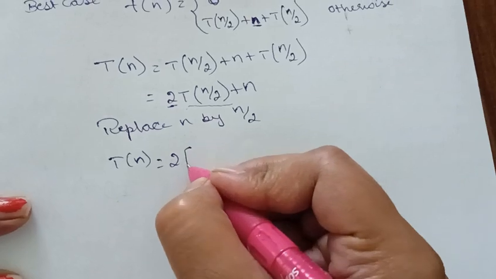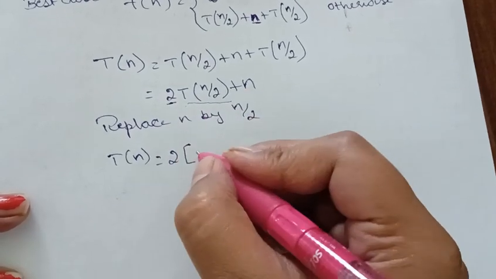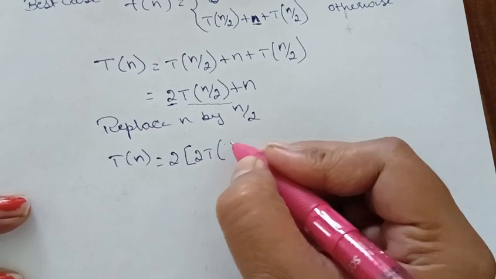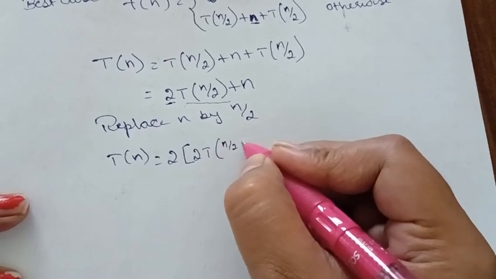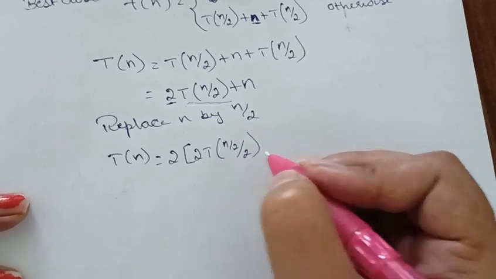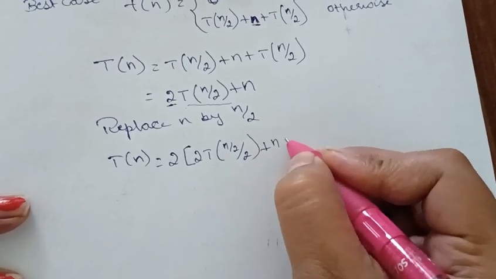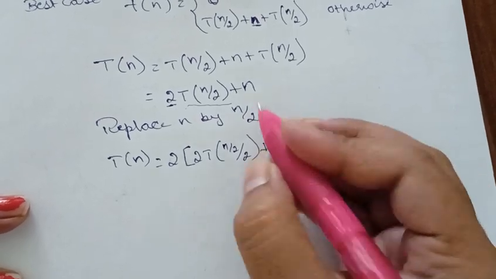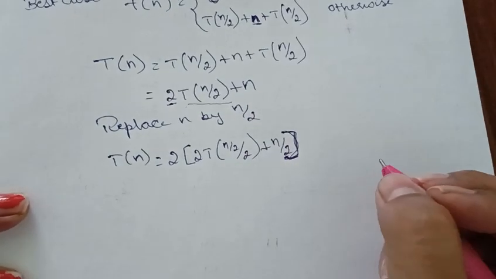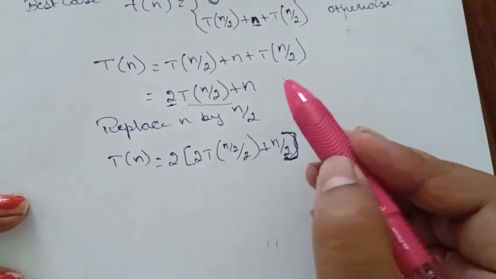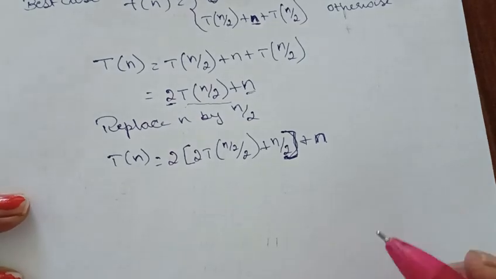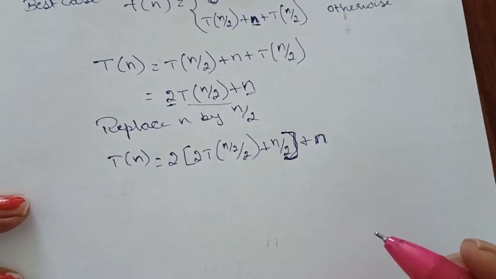So on replacing 2 t of, for n, what I have to do? n by 2 divided by 2. This will become n by 4 plus n divided by 2, because we replace each and every n by 2. And then again here, this is a constant. I'll consider n as a constant. I'll keep this n as it is.